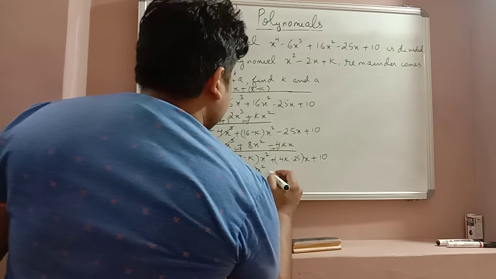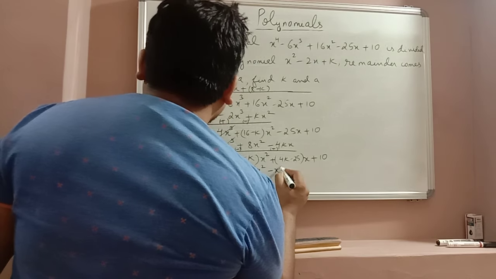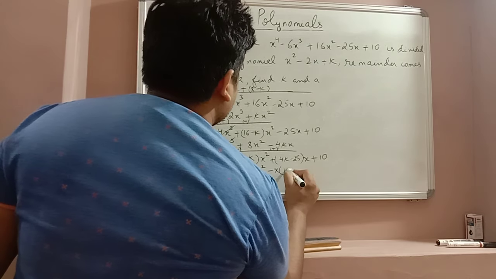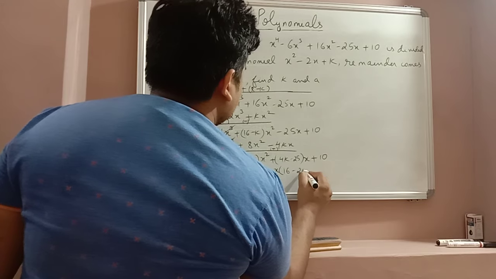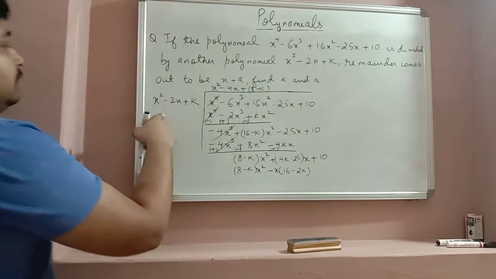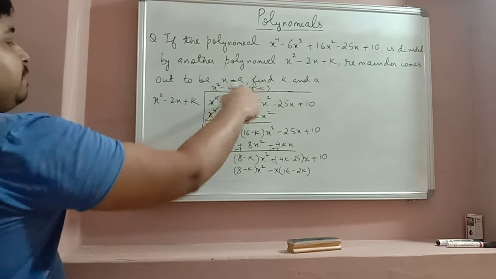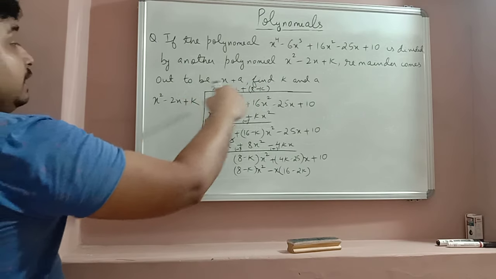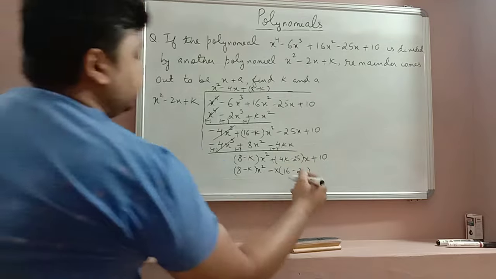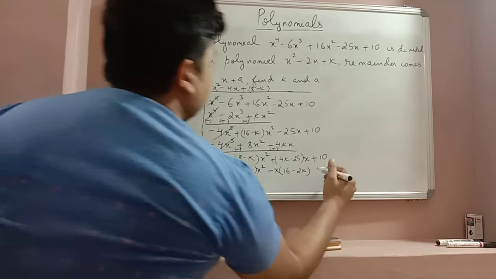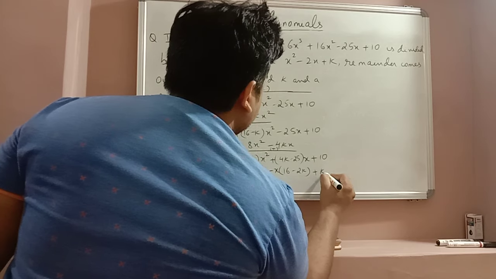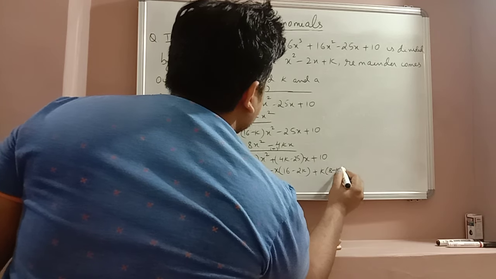Now let me take minus x common and just multiply 2 here. 8 into 2 is 16 and minus 2. So I have taken minus x common. 2 into 8 is 16 and 2 into minus k is minus 2k. And k times of 8 into minus 2, this will turn out to be k times of 8 minus k.